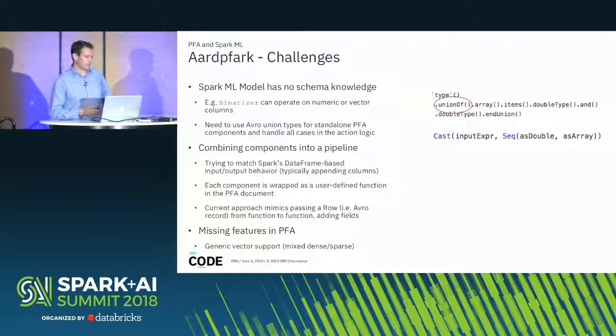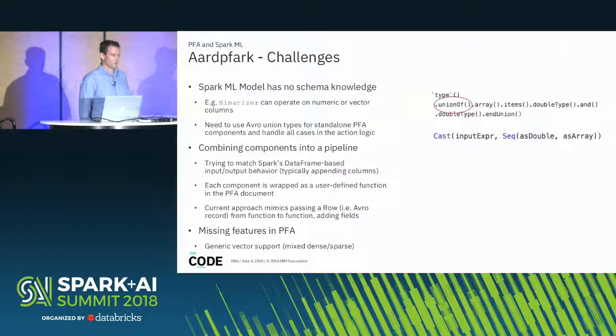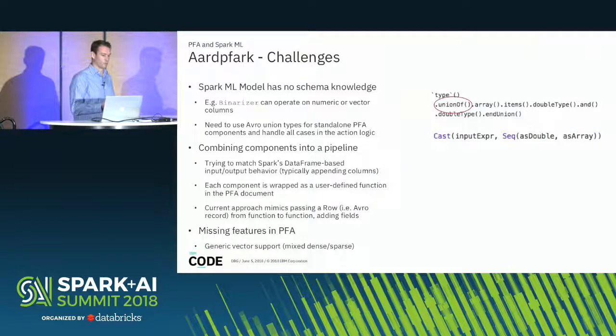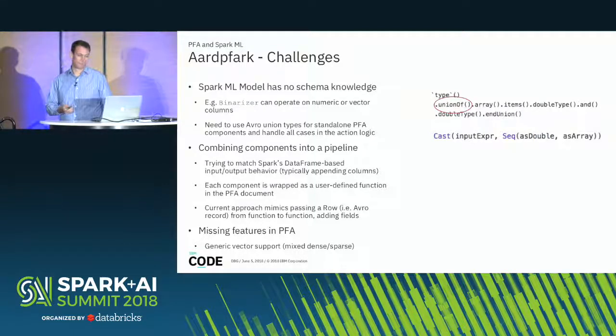So some of the challenges of doing this work include the fact that Spark ML has no schema knowledge. The model has no schema knowledge. So once you've trained it, it knows internally how to transform an input to an output, but you can't inspect that model to extract what schema it expects, for example. So there's no sort of static typing.